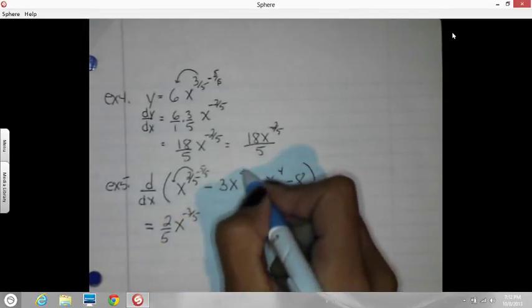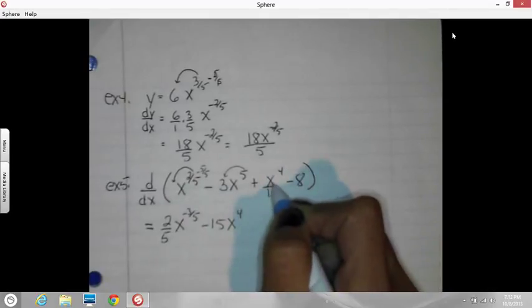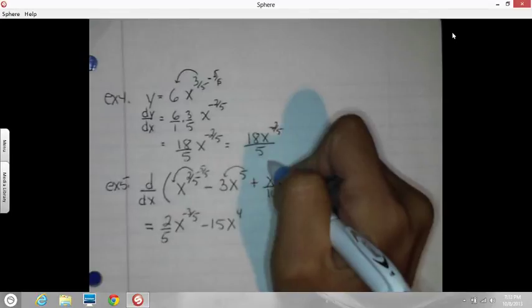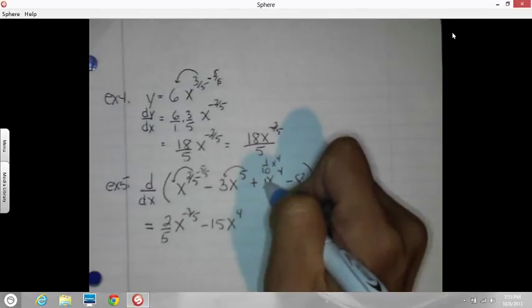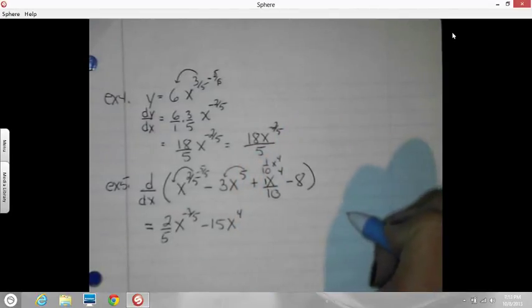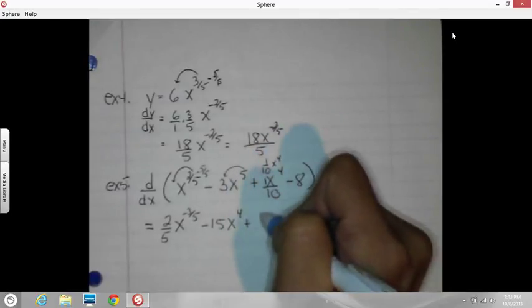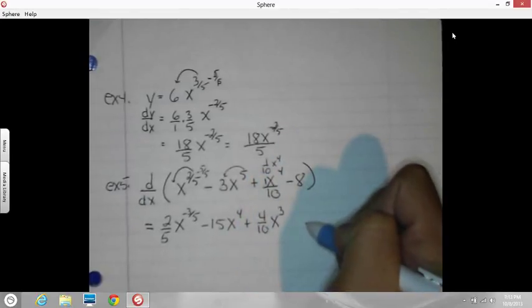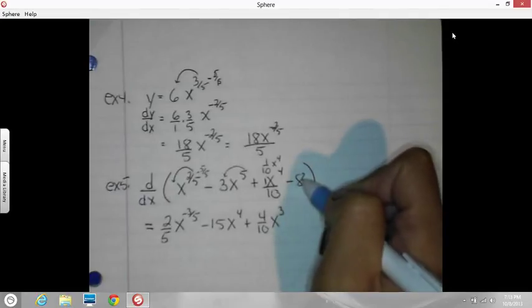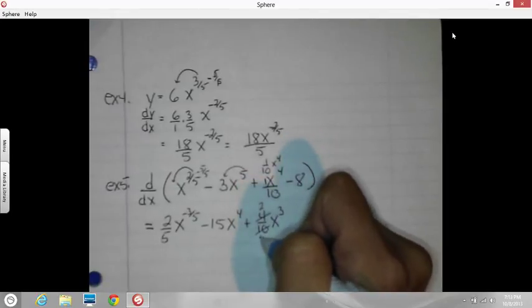Moving on here, multiply. Subtract 1 from the exponent. Here, think of this as, I'm going to write it right above it, 1/10 x to the 4th. Because remember, the coefficient isn't 1, it's 1/10 x to the 4th. So now I see when I multiply, I'm going to have 4/10 x to the 3rd. 8's a constant, the derivative of a constant is 0. And I should reduce this to 2/5.